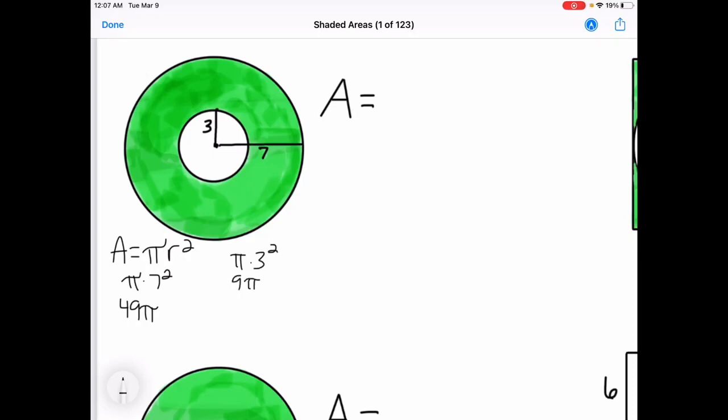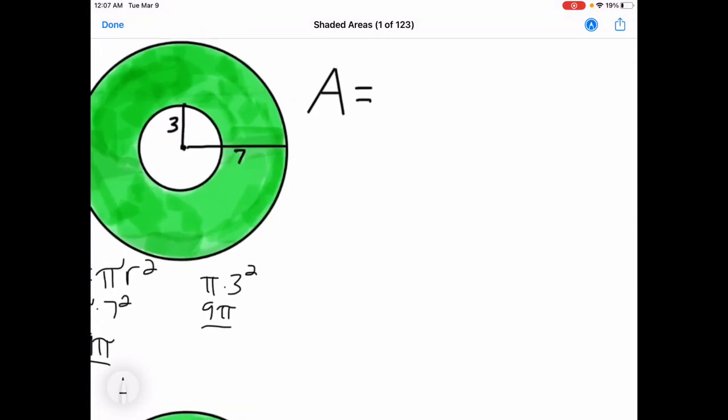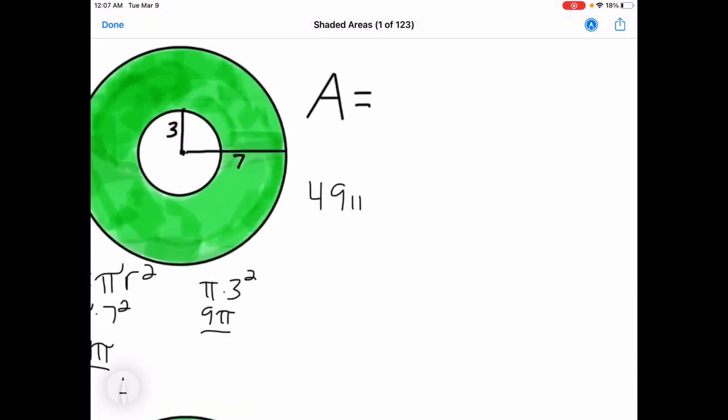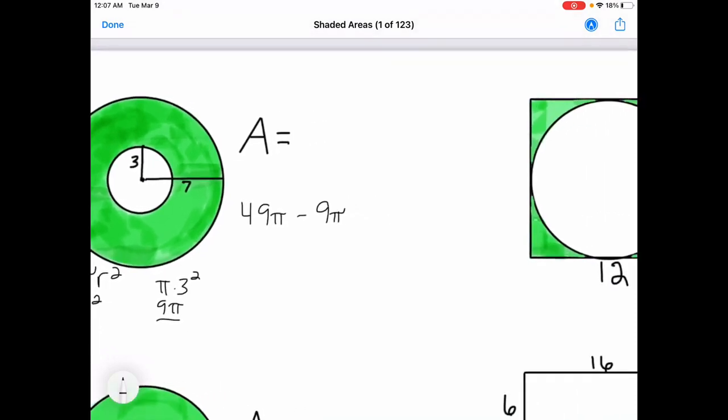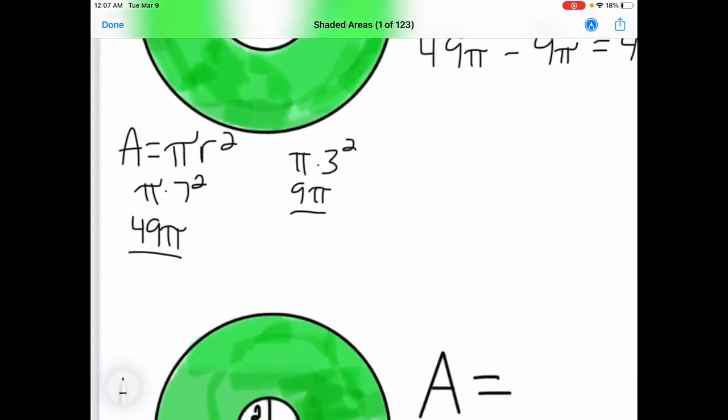So there are two different ways we can do this. Without multiplying out, I know that the large circle has an area of 49 pi, and the smaller circle has an area of 9 pi. So I could subtract these. 49 pi minus 9 pi would give me 40 times pi. Or I can multiply them out and subtract.